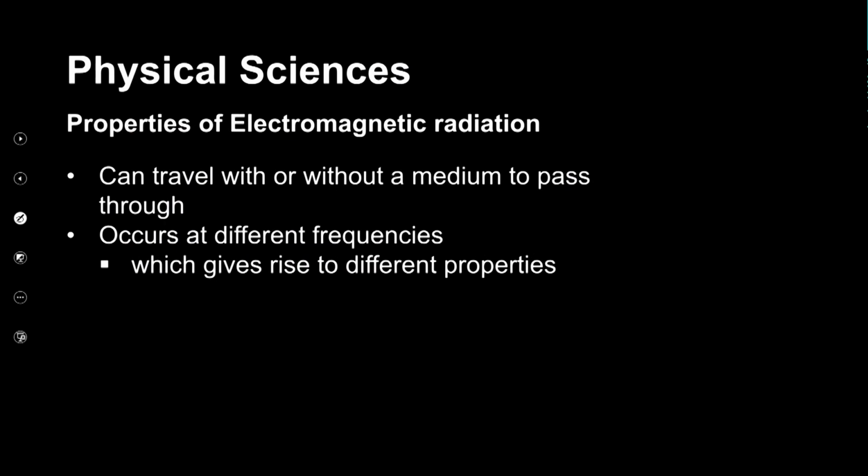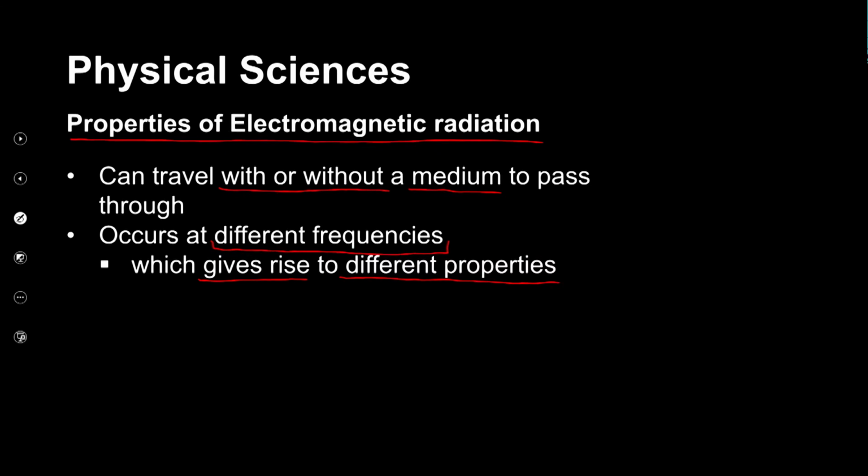One of the properties of electromagnetic radiation is that it can travel with or without a medium to pass through. This is what allows light from the sun, stars, distant planets, even distant galaxies to reach our eyes, even though it travels through the vacuum of space. Another property of electromagnetic radiation is that it occurs at a range of different frequencies. And these different frequencies are what give rise to all the different properties and types of electromagnetic radiation.